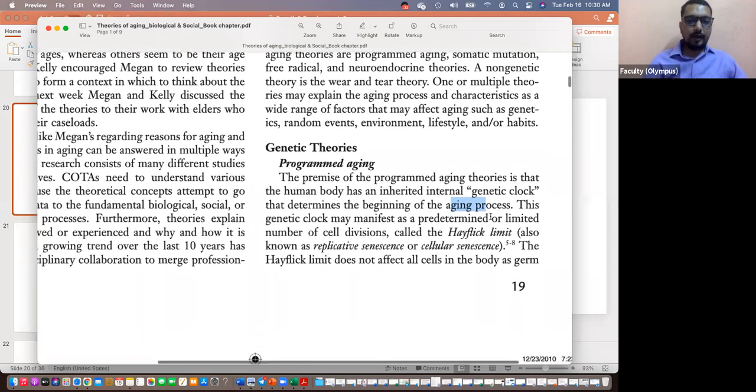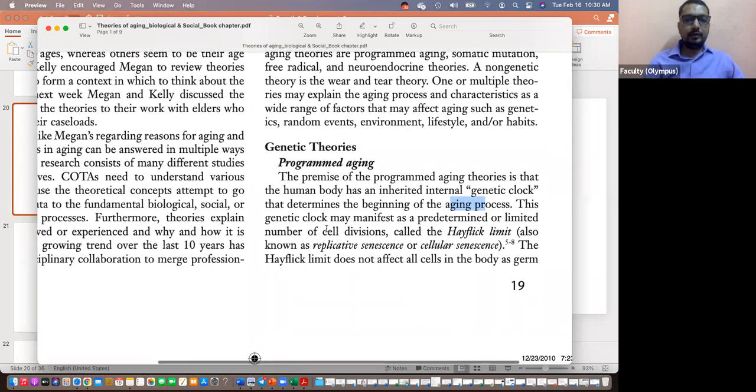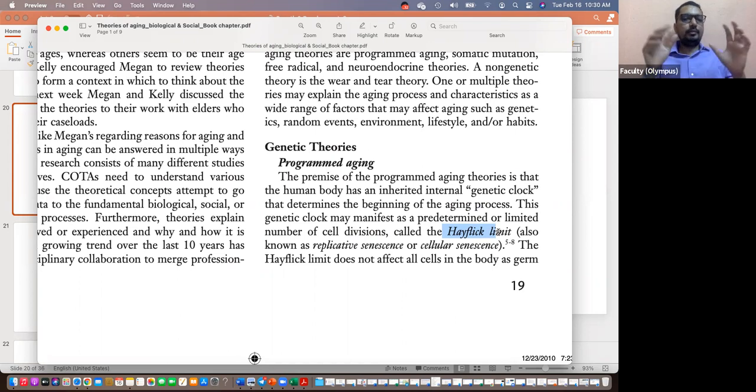So the genetic clock manifests as a predetermined or limited number of cell divisions. This is what is called the Hayflick limit. Apoptosis is programmed, but there may be a count on how many times cells are allowed to divide. Let's say they divide approximately 50 times. After that, the cell cannot divide, it will die. So this is a limitation on the number of cell divisions. This is called the Hayflick limit.